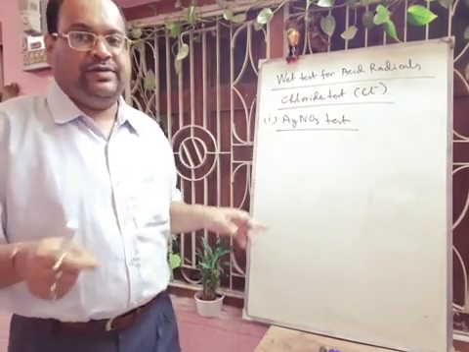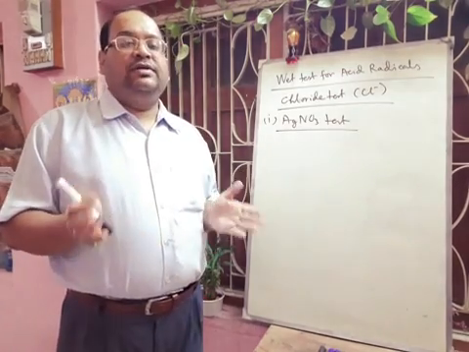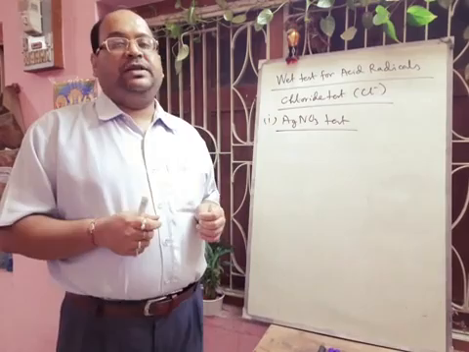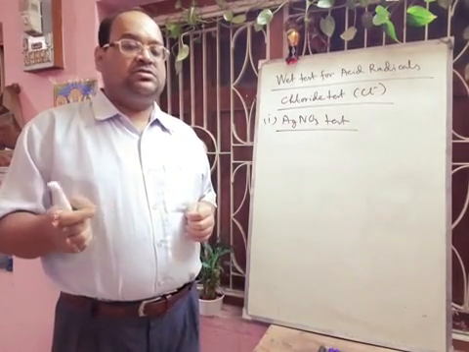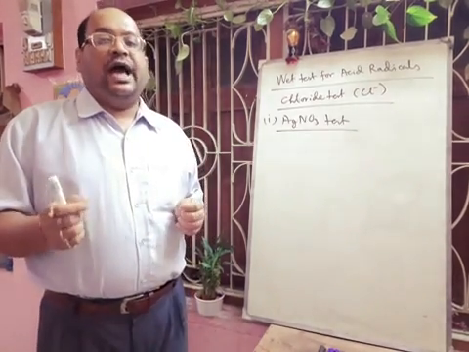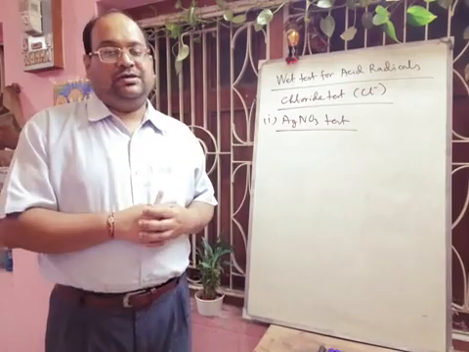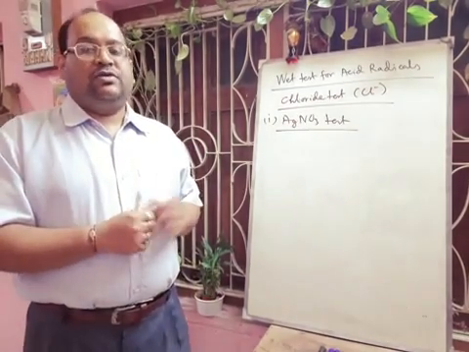And then what will happen? You will get a curdy white precipitate of silver chloride. And this precipitate will be soluble in excess ammonium hydroxide. Okay. So in this way you can confirm the chloride.